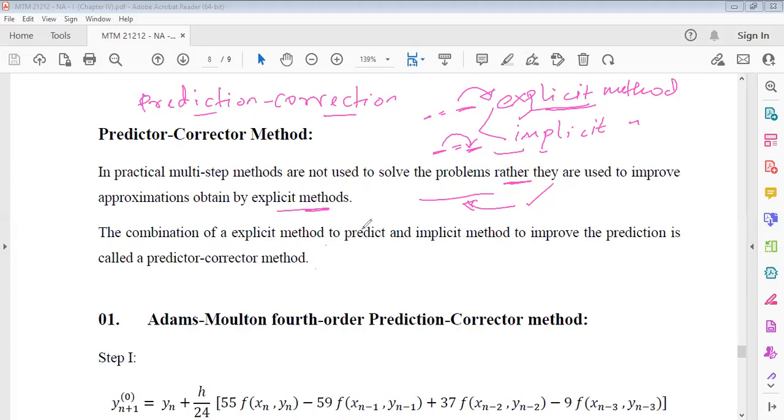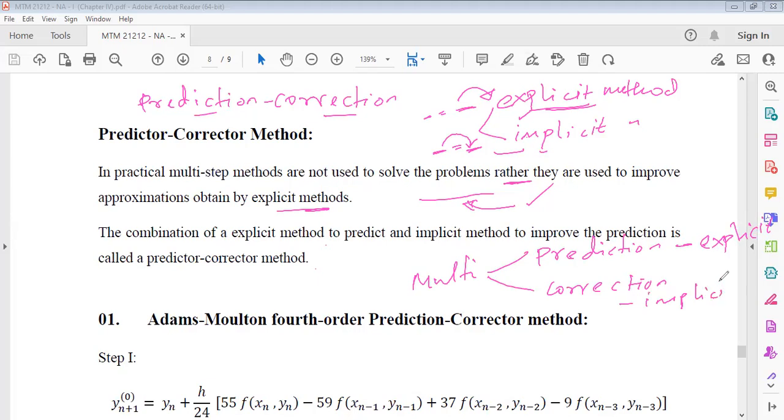Also, the combination of the explicit method to predict and the implicit method to improve the prediction is called the predictor-corrector method. So in this multi-step method, we are going to have two steps: one is prediction, another is correction. Prediction involves the explicit method. Correction has the implicit equation. The combination of both is called a multi-step method, also called the prediction-correction or predictor-corrector method.